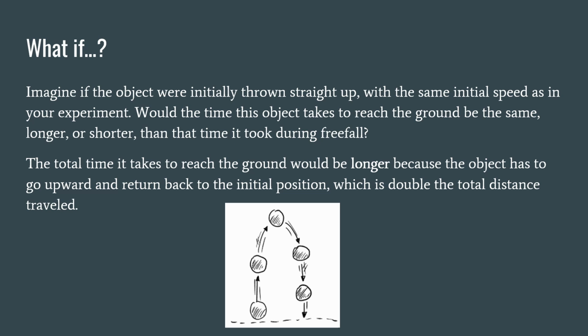So what if the object were initially thrown straight up with the same initial speed? We had an initial speed of 0, but we'll assume that we would start with our actual velocity after 0, as in our experiment. Would the time this object takes to reach the ground be the same, longer, or shorter than it took during free fall? So the total time it would take to reach the ground would be longer because the object has to go both up and down back to the initial position, which is double the distance. When you're just dropping it in free fall, it's just going to fall one distance instead of two.